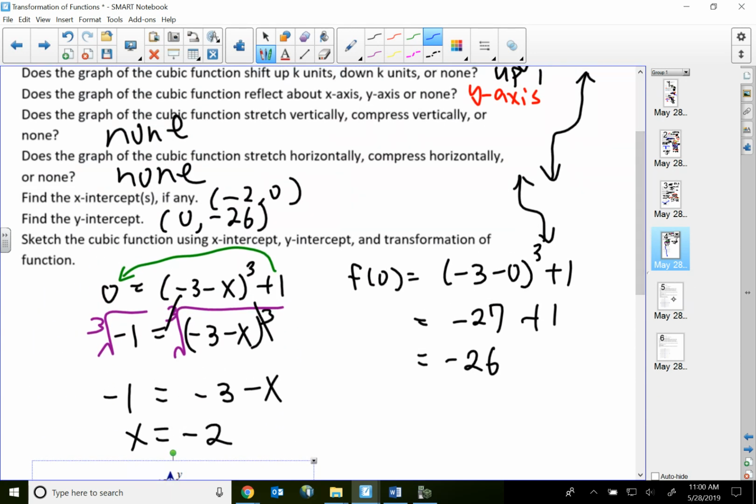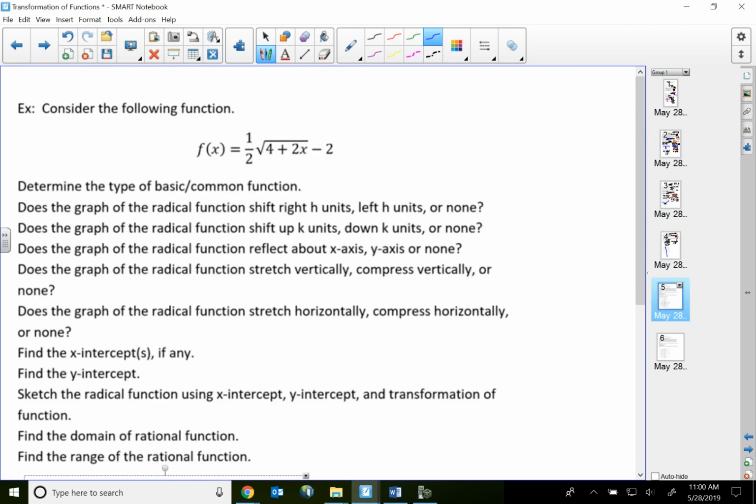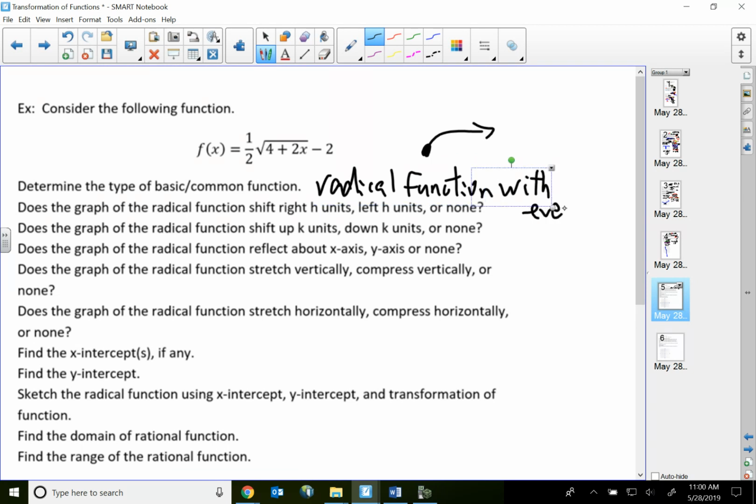All right. Try another one, the square root one. All right. A radical function normally looks like this one. So you can say this is a square root function. You can say this is a radical function with even roots. So if you want to be more specific, you can say square root. I'm going to be more generic: radical function with even roots.